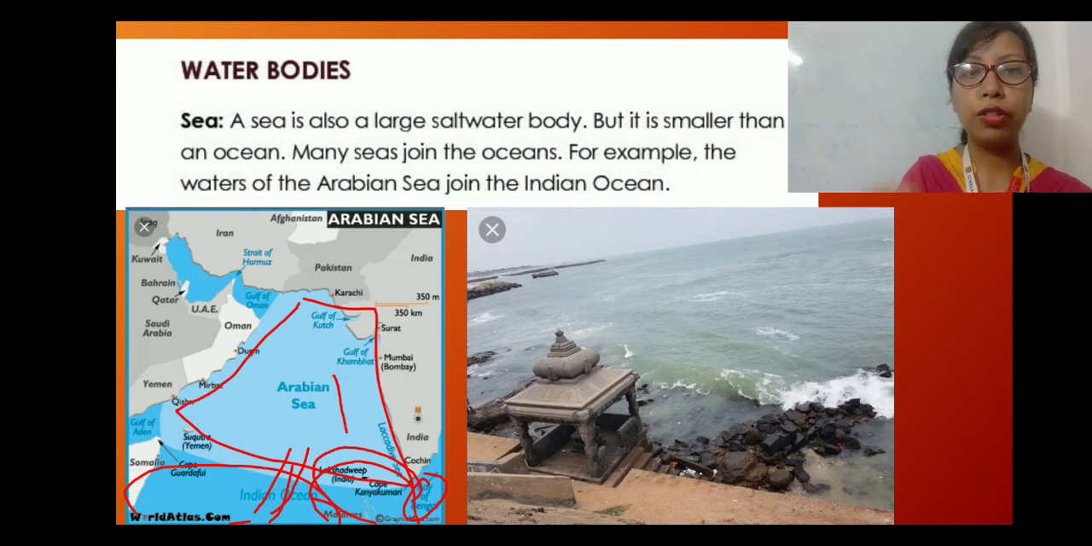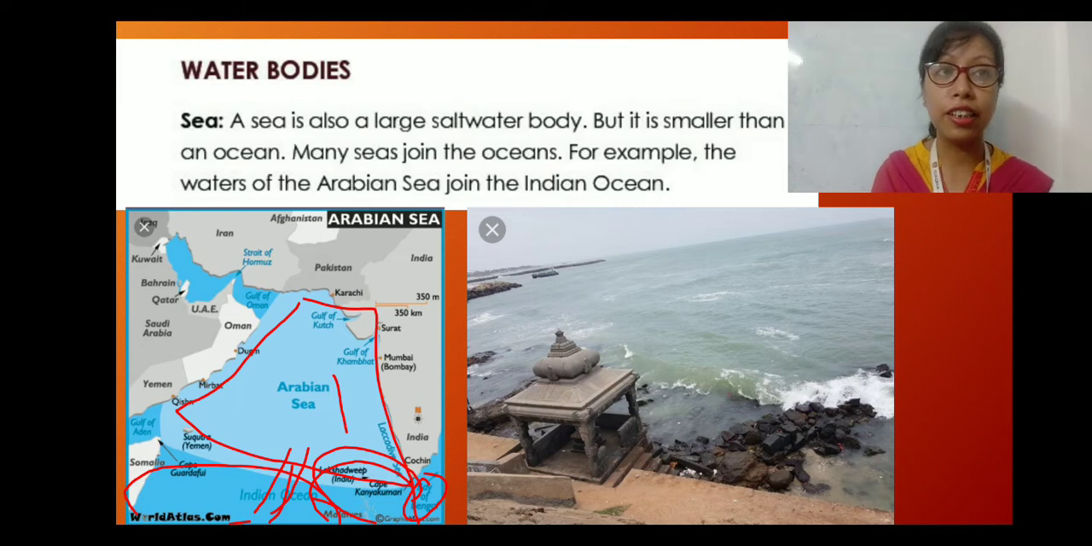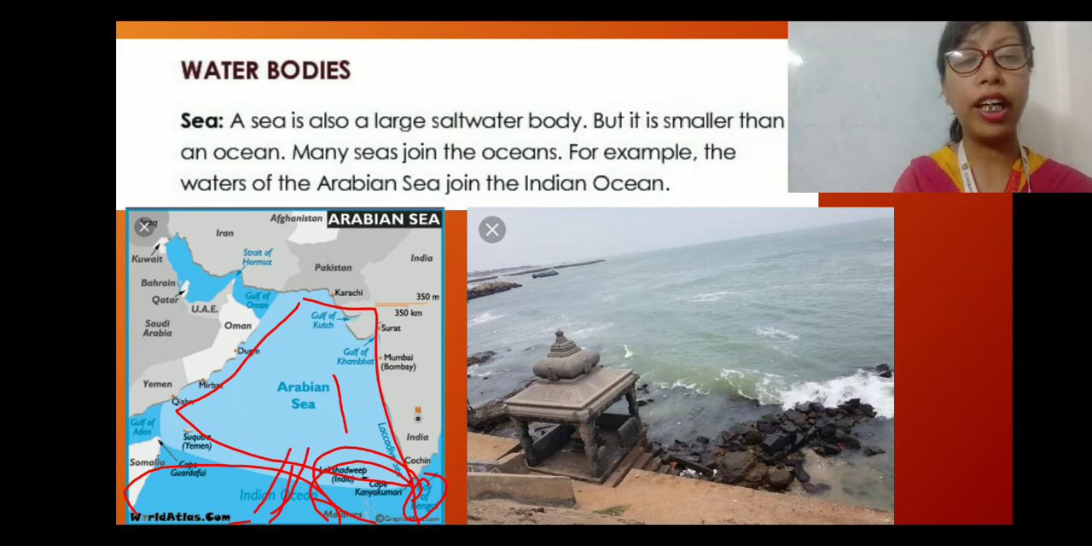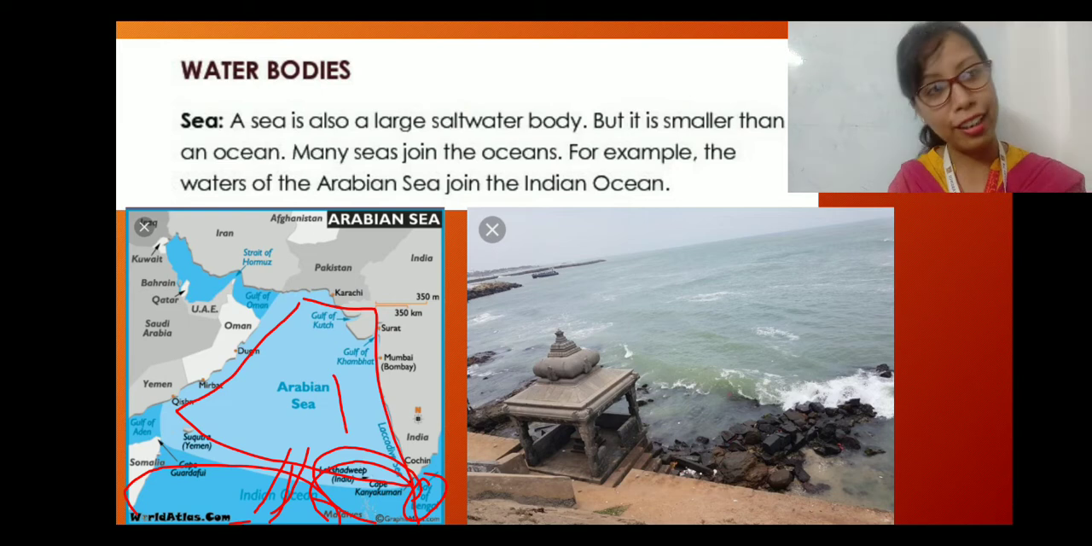So here the three water bodies actually meet, and that's why it is called Triveni. Triveni means three. So Triveni Sangam, they meet. Sangam means to meet. Clear? So this is how the Arabian Sea joins the Indian Ocean.